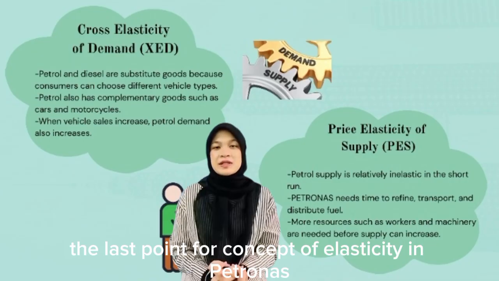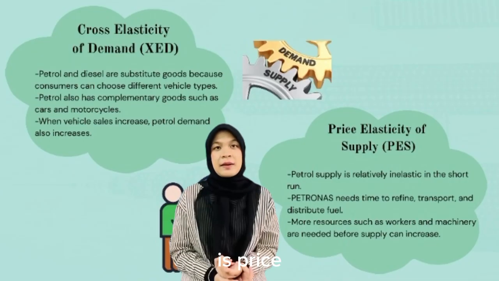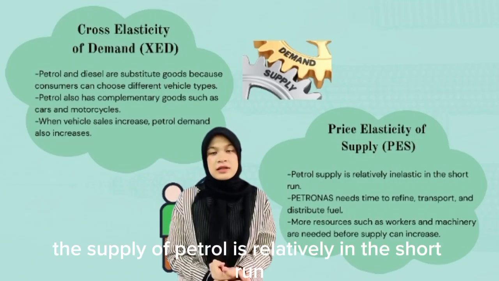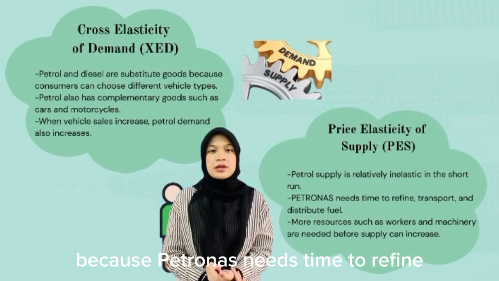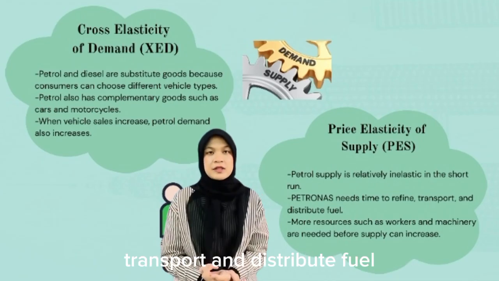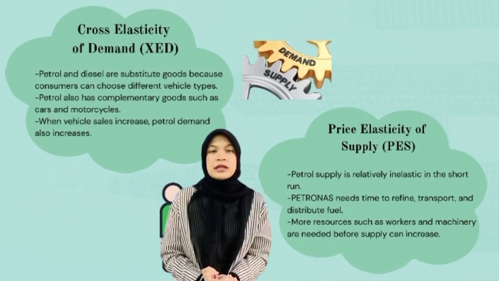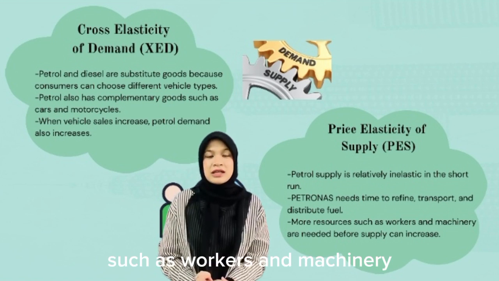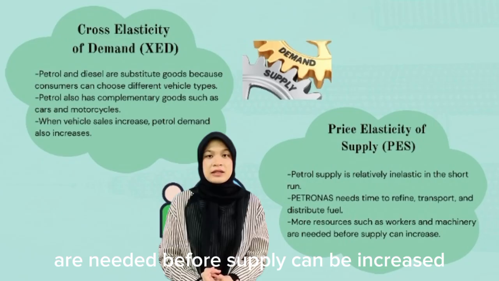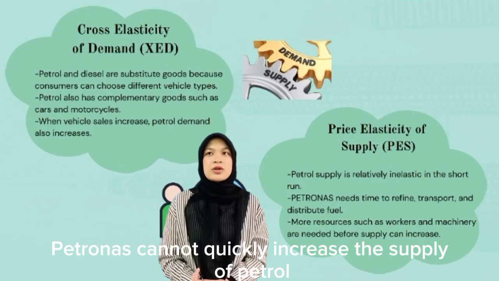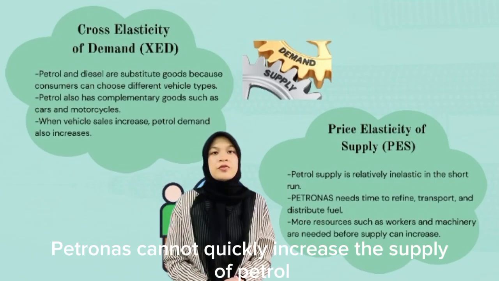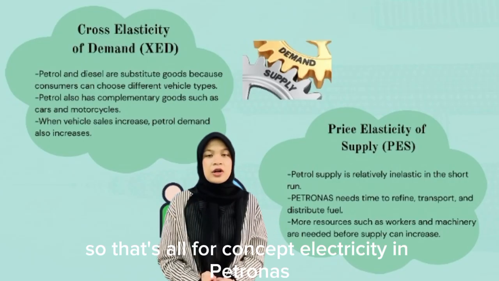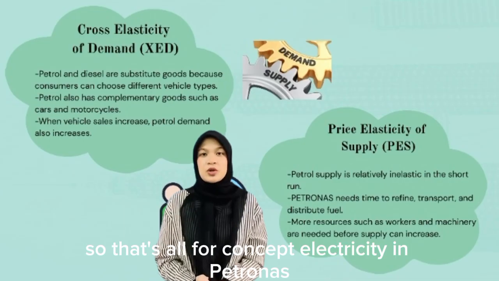So the last point for the concept of elasticity in Petronas is price elasticity of supply or PES. The supply of petrol is relatively inelastic in the short run because Petronas needs time to refine, transport and distribute fuel. In addition, more resources such as workers and machinery are needed before supply can be increased. Therefore, Petronas cannot quickly increase the supply of petrol even when price rises. So that's all for the concept of elasticity in Petronas.